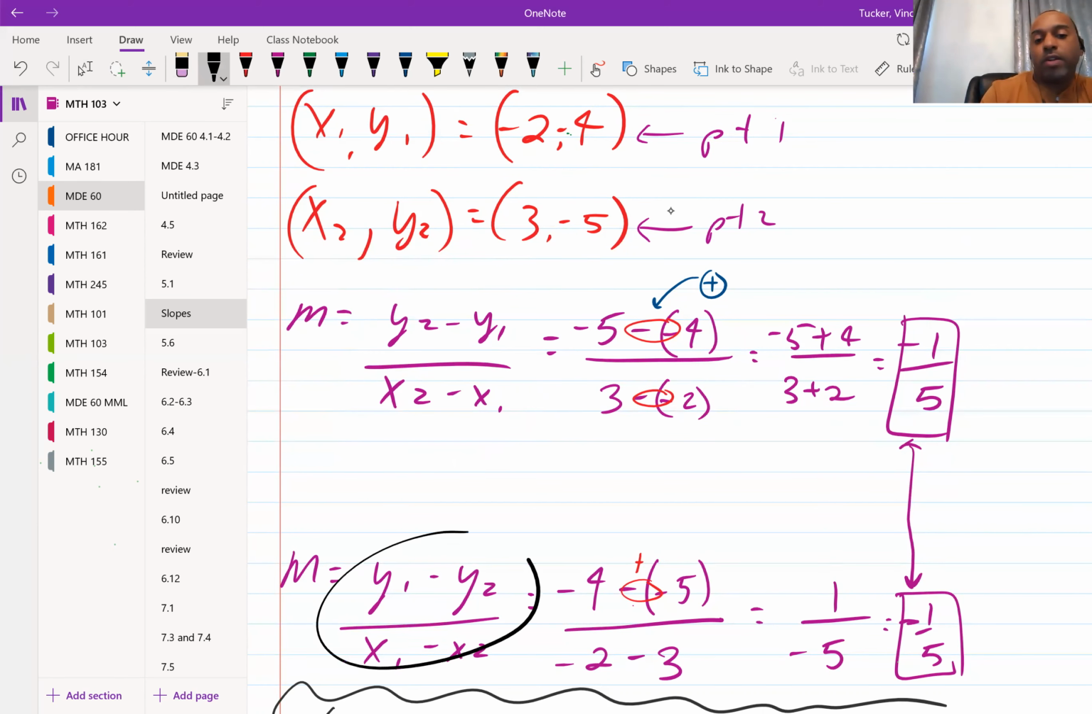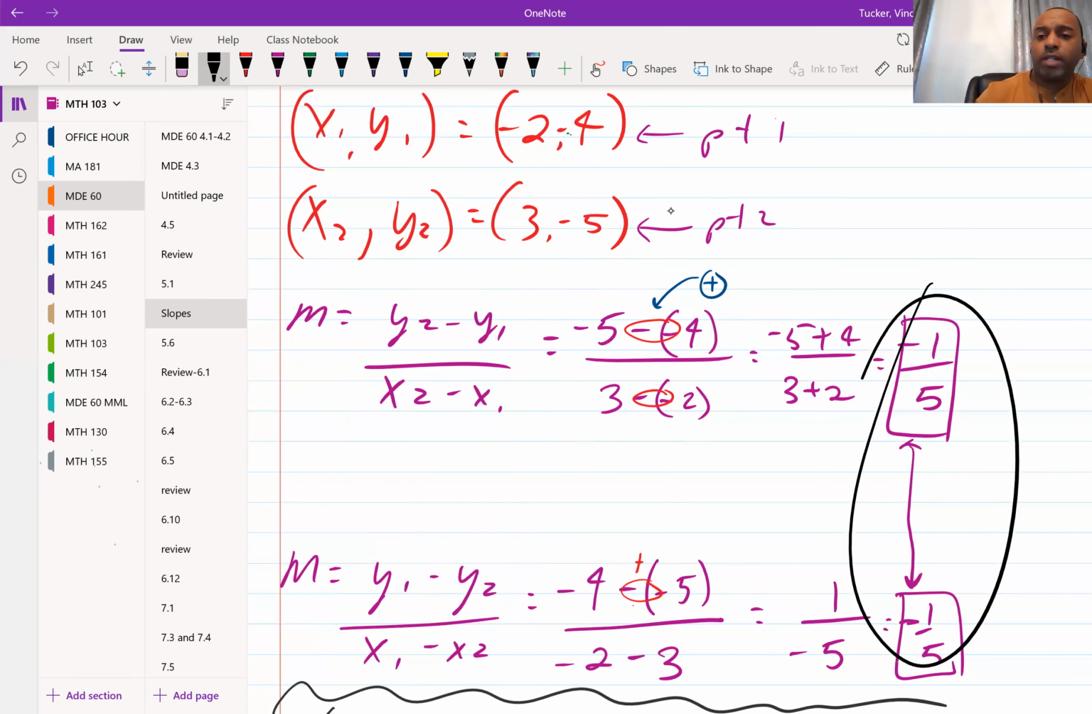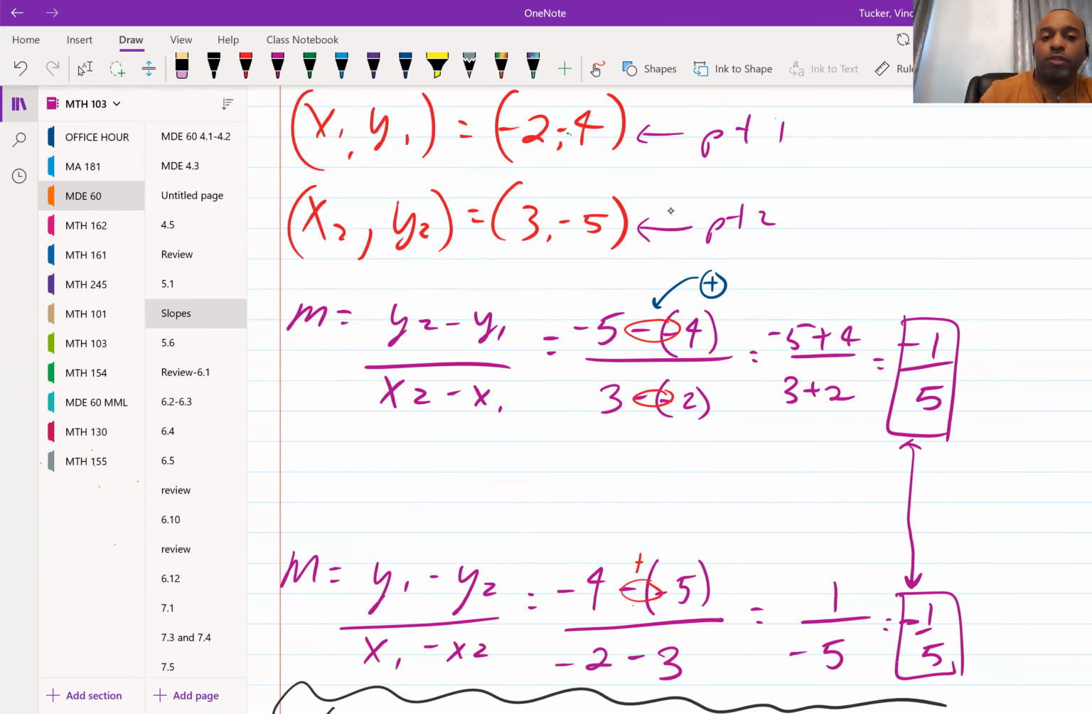And then go down here is the same exact thing. It's just that we just reversed the order. And all I was showing you there is that either way, you'll get the same answer, -1/5. So you don't have to do both ways. I was just showing you that either way, you'll get the same result.